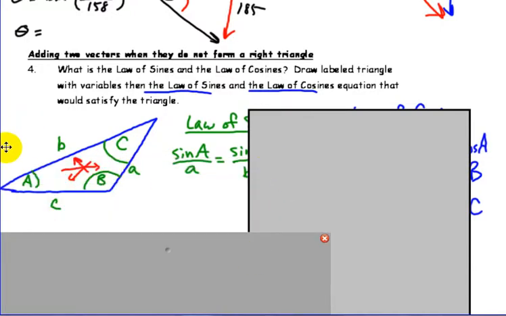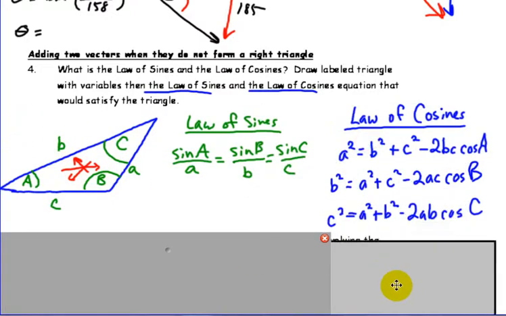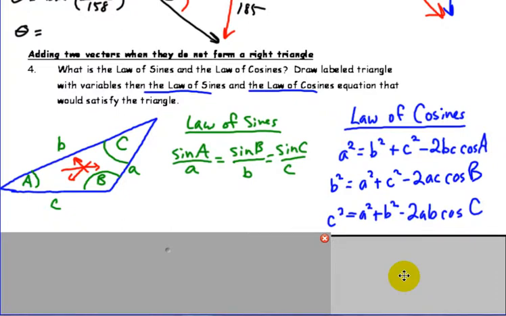So assume I have a triangle like that. We can see that it doesn't form a right triangle, but we can identify various parts. Angle A and the opposite side of it would be called side A. Usually it's common practice to use a capital letter for the angle and a lowercase letter for the side. Angle big C and the opposite side is little c. Big angle B here, and the opposite side there is little b.